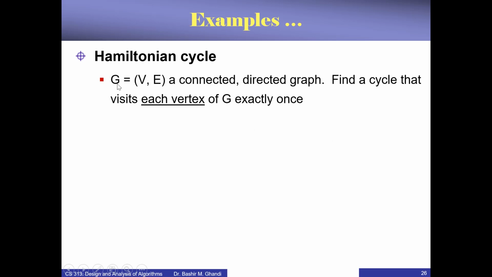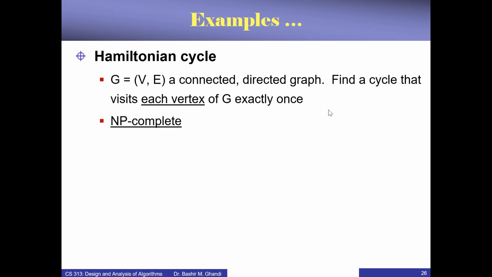Okay, so define G to be equal to the pair (V, E) as a connected directed graph. Find a cycle that visits each vertex of G only once. So we want to visit the vertices this time. We may skip some edges, but we want to visit all these vertices only one time.